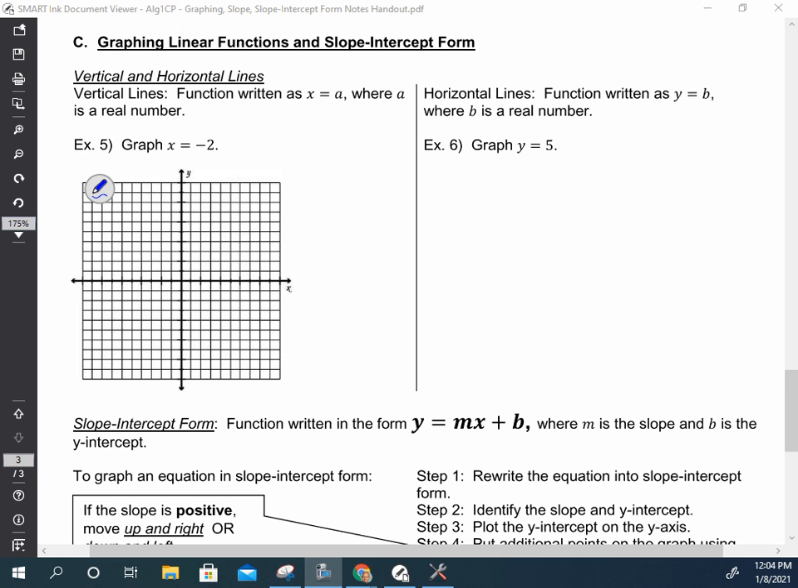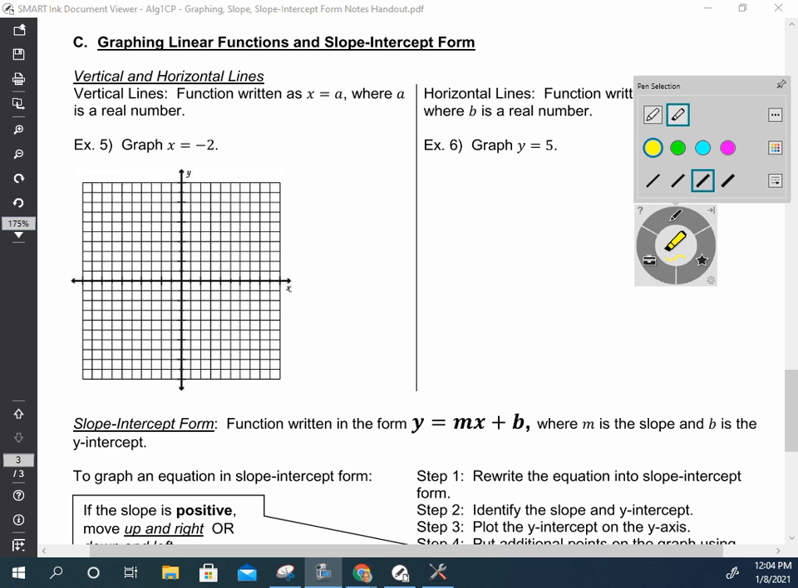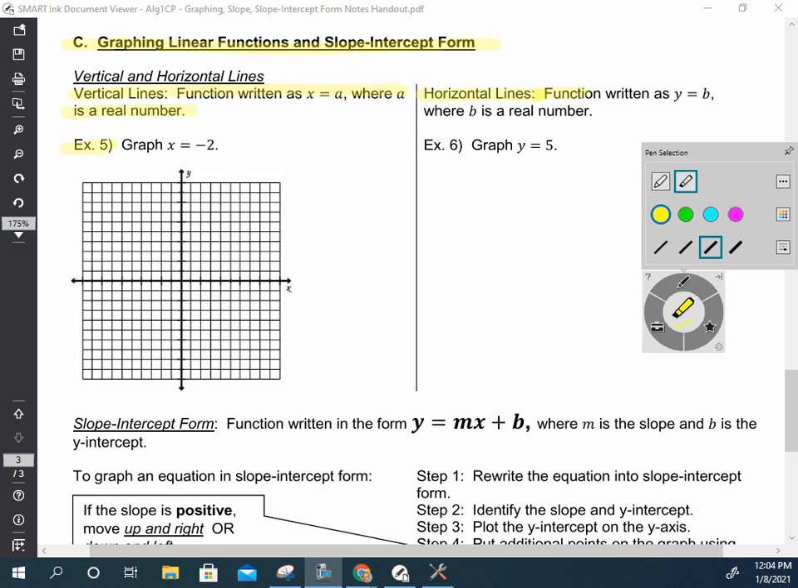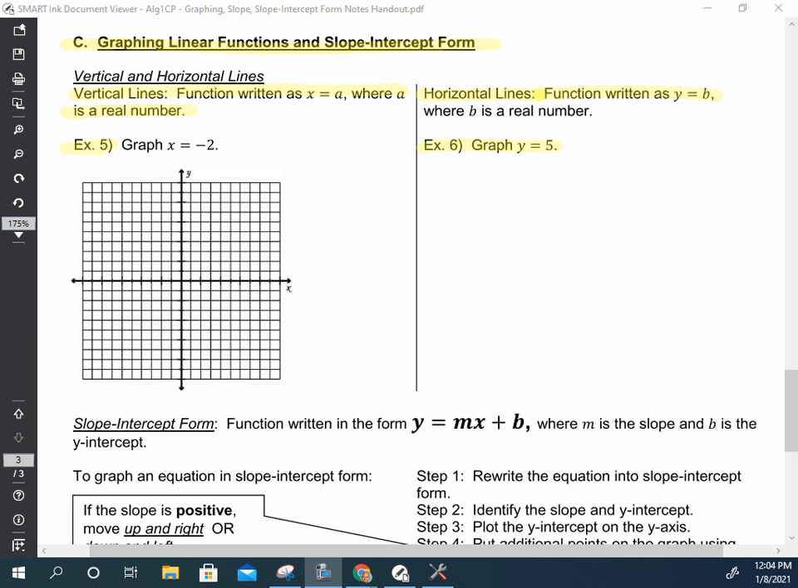So the last thing we're going to take care of today is graphing a linear function. So bring my highlighter out, so that way you at least know what we're looking at and what we're working with. So, we first are going to start with graphing a vertical and a horizontal line. These are the two basic types of graphs.